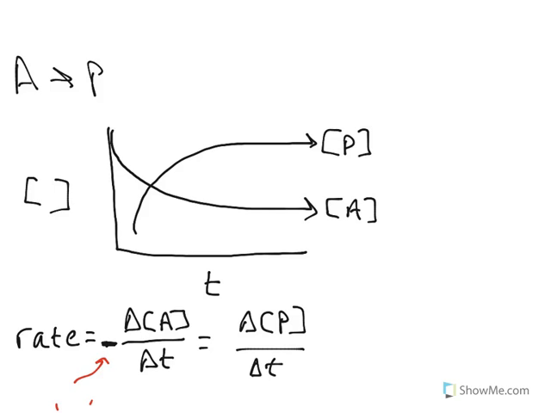So the rate of any reactant is going to be negative delta concentration of that reactant, in this case that reactant is A, over its change in time, and it's going to be equal to delta P over delta T, and we don't need the negative sign there for the products because they're being produced.